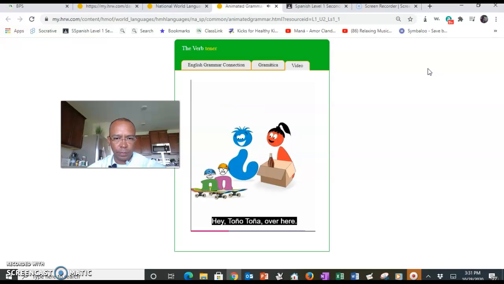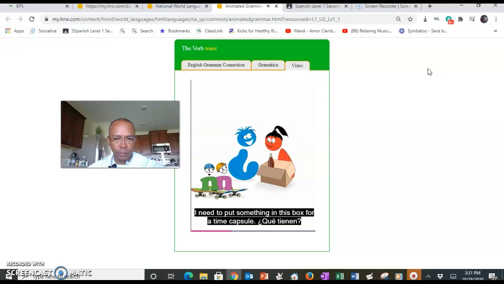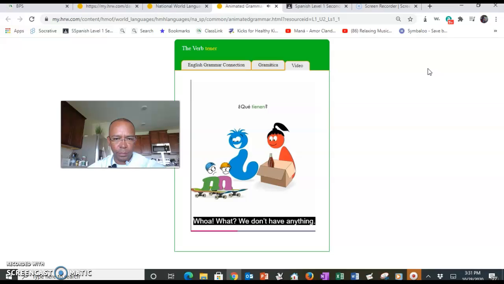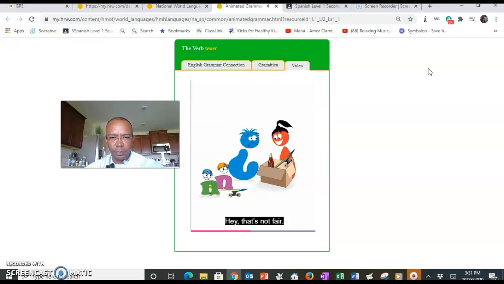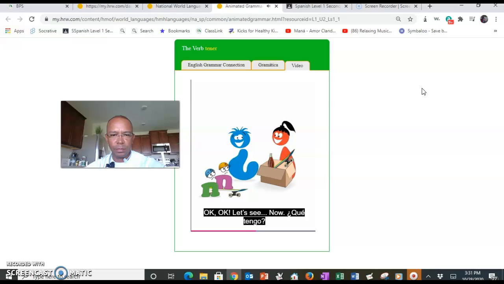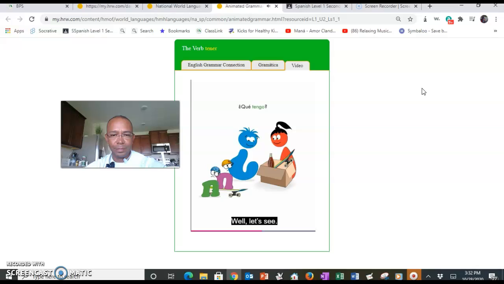Hey, Toña, over here. I need to put something in this box for a time capsule. ¿Qué tiene? Whoa, what? We don't have anything. Oh, okay. Tenemos patinetas. But you can't have them. But I need stuff to put in the box. Hey, that's not fair. Give it back. Oh, stop whining. Okay, let's see. Now, ¿qué tengo? Well, let's see. So far, tienes una patineta y un refresco.